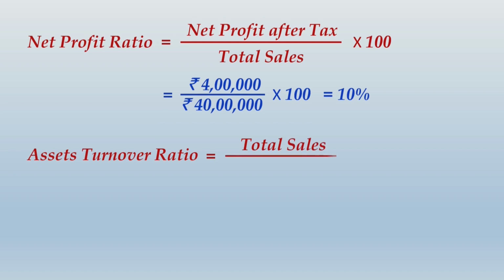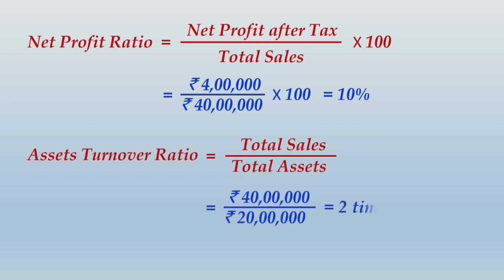And now assets turnover ratio will be total sales divided by total assets. Total amount of sales is 40 lakhs and total assets are just rupees 20 lakhs. So assets turnover ratio results into 2 times, which indicates that the total turnover or the total sales is twice the amount of total assets. Friends, quickly take note of these two calculations and then we shall move ahead.